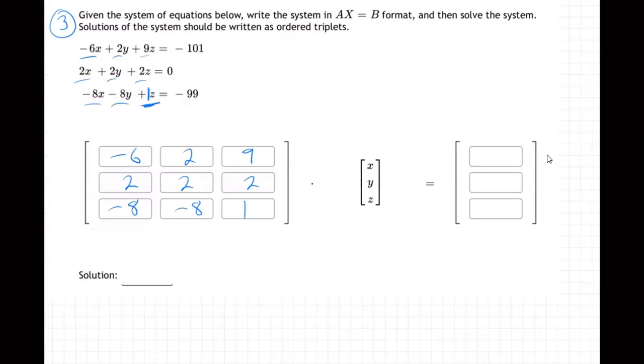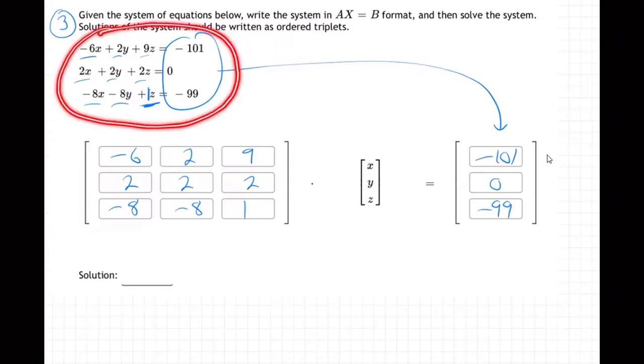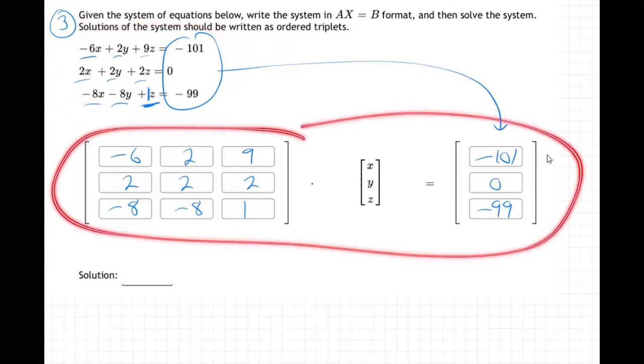All right, and now over here go these 3. So -101, 0, and -99. So what did we do? We just changed the format from 3 separate equations with 3 letters to one big matrix equation.